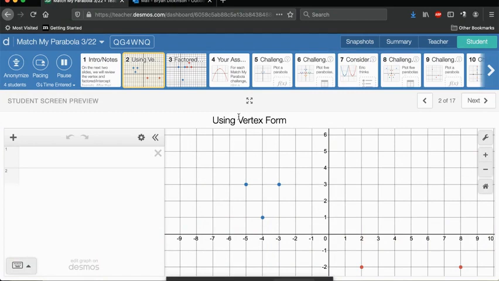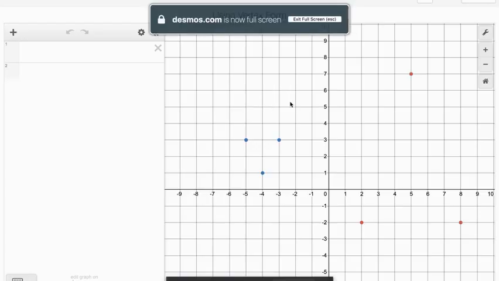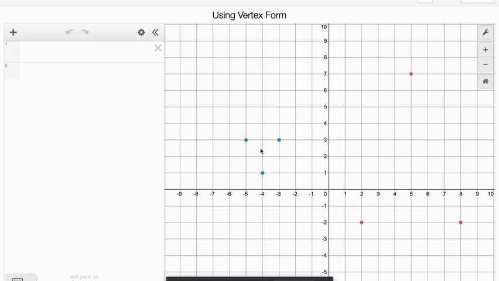In today's assignment, if you don't have it open already, I would open it because this is the second and third slide. So this first one says using vertex form. Looking at these blue points here, I can already see that it would be possible for a U to go through them, and the low point of that U would be right here at (-4, 1). That right there would be my vertex.